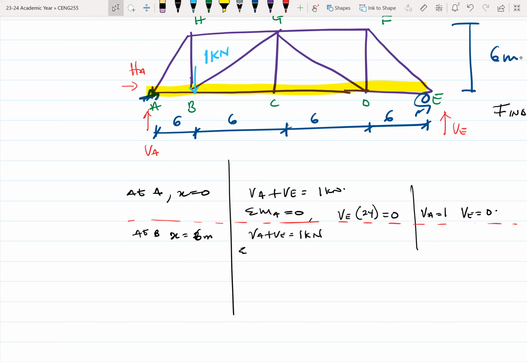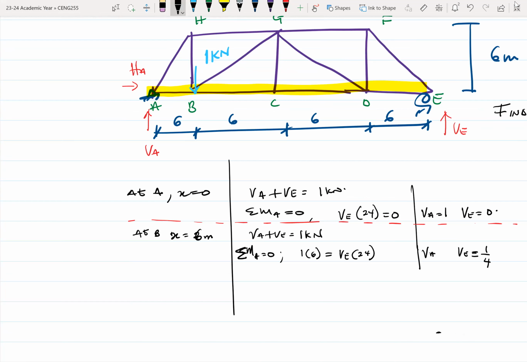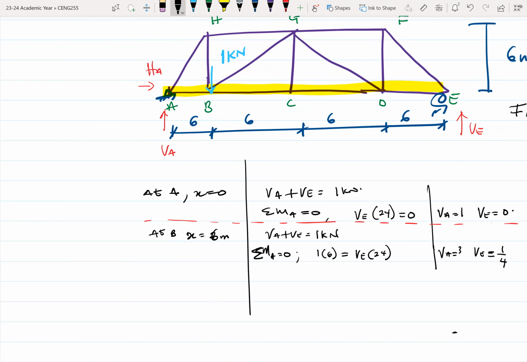So here, if we sum moments about A to be equal to 0, you have 1 times 6 equal to VE times 24. All right. So this will give us a VE of 1 over 4, because 6 over 24 is 1 over 4. Then you get a VA of 3 over 4.